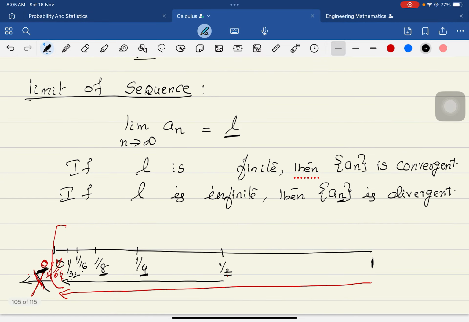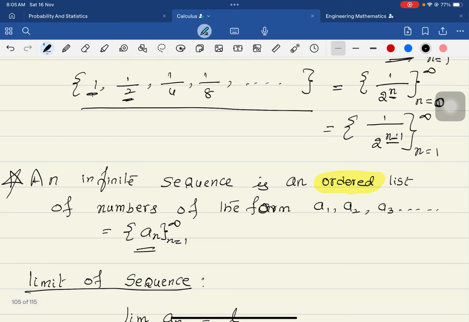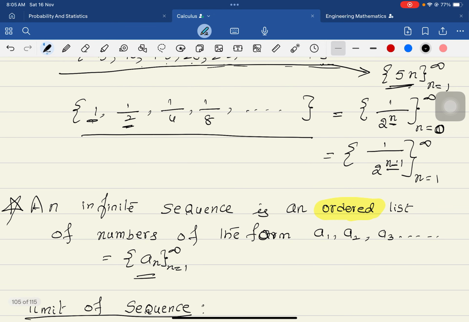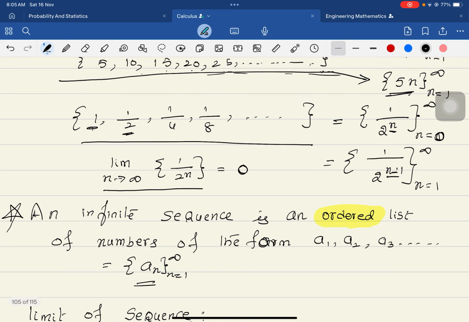So what is the limit of the sequence 1 by 2 to the power of n, as n is going to infinity? The value is 0. Understood? As n is going to infinity, this 1 over 2 to the power of n goes to 0. This is what we say: limit n tends to infinity, 1 by 2 power n equals 0.